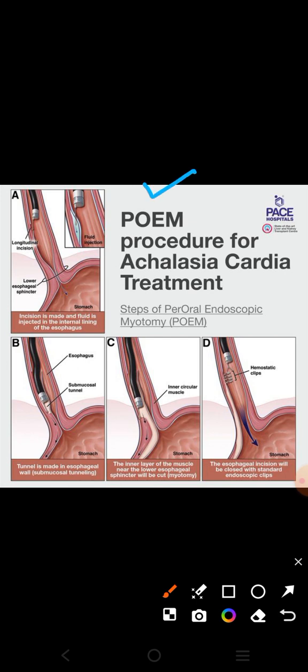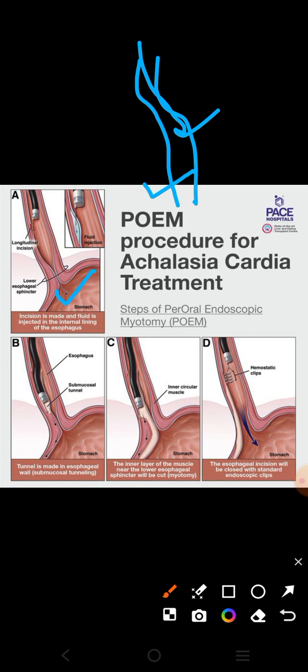In this procedure, what is done? An incision is made in the mucosa. You give a nick in the mucosa; this is the mucosa, and an incision is given here. A submucosal tunnel is produced in the submucosa. You just run your instrument, and this is endoscopy guided again.